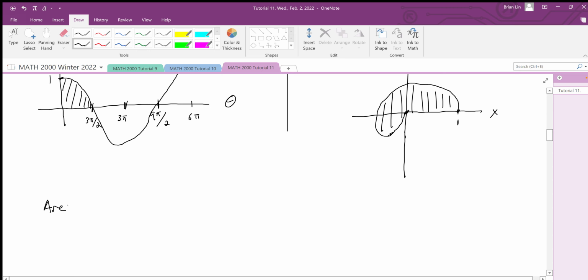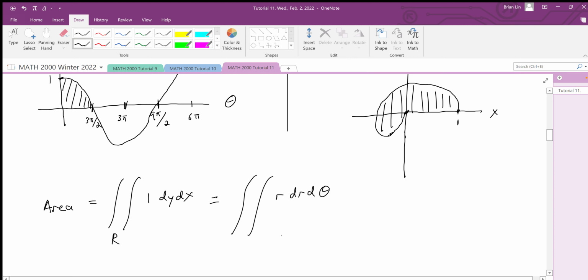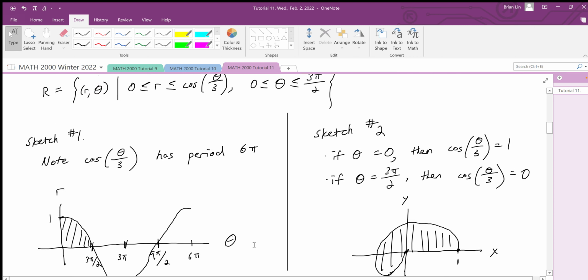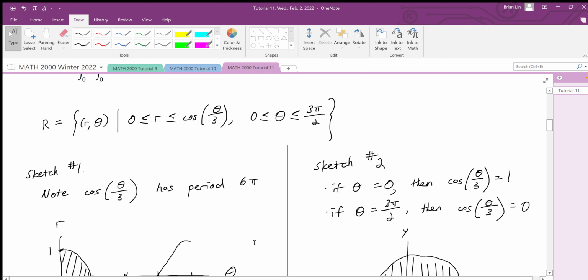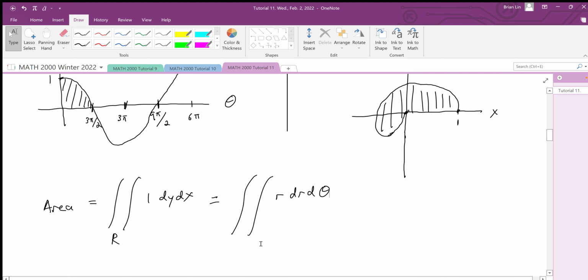So the area is equal to double integral 1 dy dx over the region R, but instead of using xy's, let's use polar. So you have an adjustment factor of r, dr d theta, and we know the r values go from 0 to cosine theta over 3, and the theta values go from 0 to 3 pi over 2. So let's integrate this.